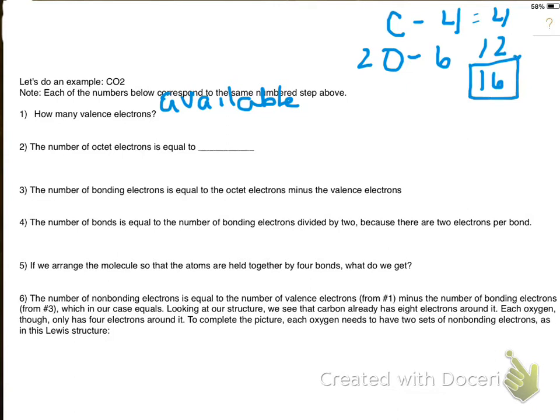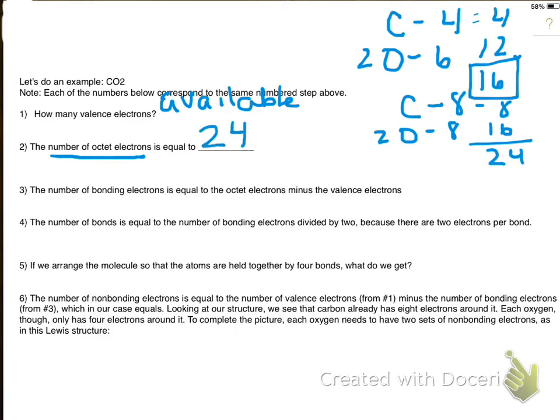Alright? Now, the thing that we know is when atoms are most stable, they want to have 8 electrons. So we want to know the number of octet electrons. What that means is if each carbon ended up having 8 electrons, and each oxygen ended up having 8 electrons, how many total electrons would that be? So we'd have 8 for carbon, 16 for oxygen. So that would be 24 electrons we would need to make this compound stable.